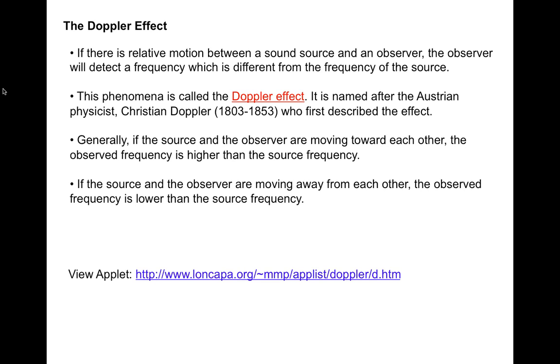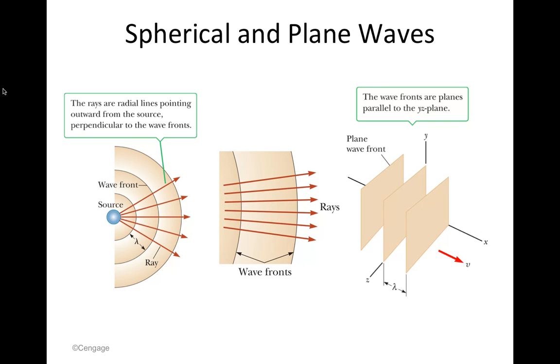Generally, if the source and the observer are moving toward each other, the observed frequency is higher than the source frequency. What you have to remember is that the frequency, the pitch that you're hearing, is not actually changing. It's not like the train whistle, which is actually going on outside of my window right now, is changing as it moves towards you. Those sound waves are compressing, making you experience a change in the apparent frequency. If the source and the observer are moving away from each other, the observed frequency is lower than the source frequency.